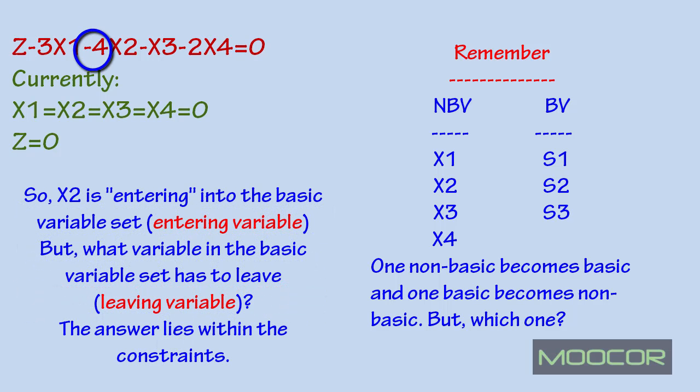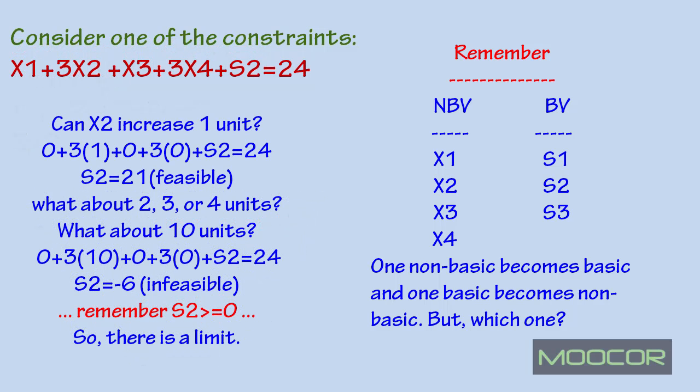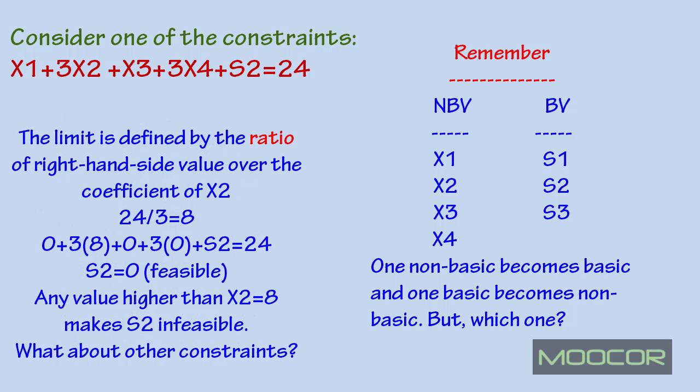Which one is the leaving variable? Consider one of the constraints. For example, this constraint x1 + 3x2 + x3 + 3x4 + s2 = 24. Can x2 be increased 1 unit? Yes. Can it be increased 2, 3 units and so on? Can it be increased 10 or 20 or 100 units? You notice that as we increase the value of x2 beyond some limit, it makes the slack variable negative. So there is a limit.